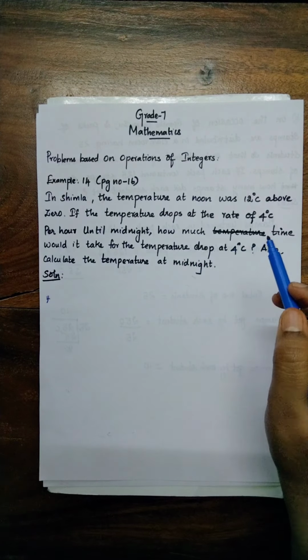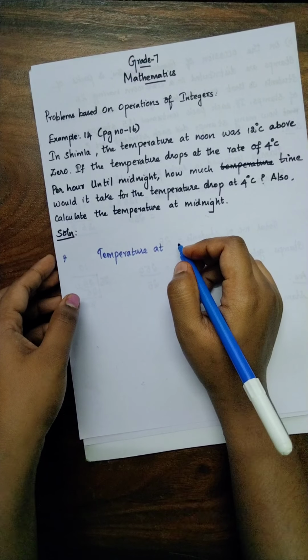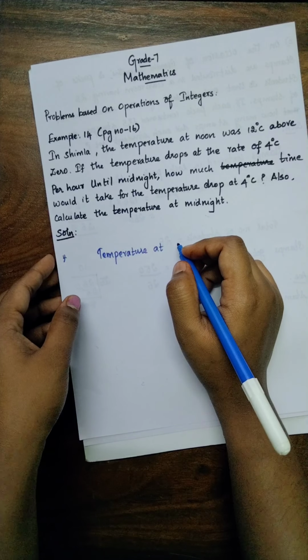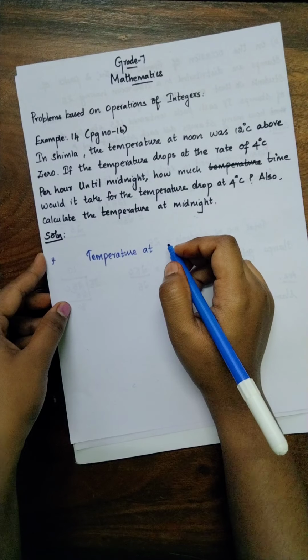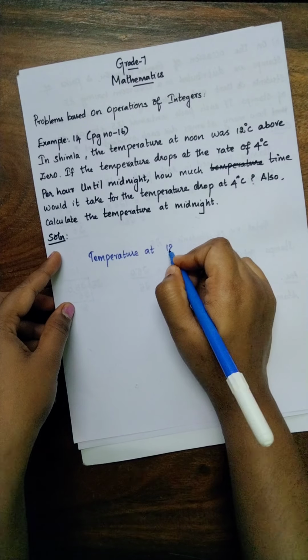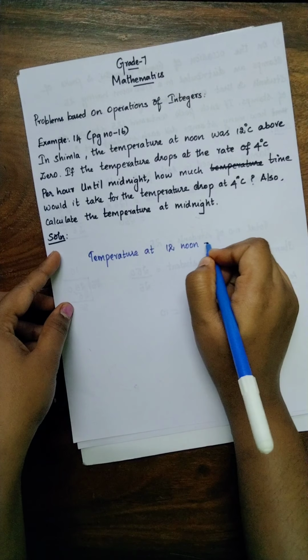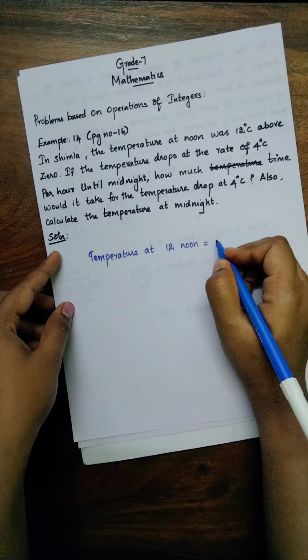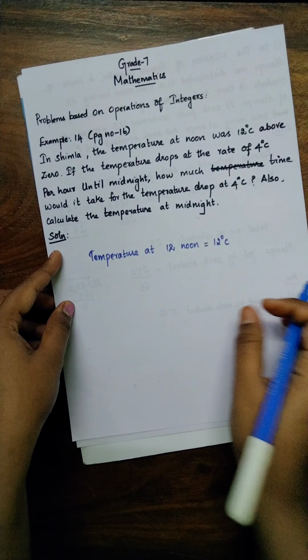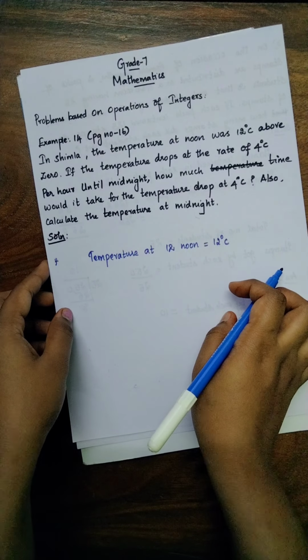First step is temperature at noon. In Shimla, the temperature at noon is 12 degrees Celsius. Noon means what is the time? How will you define noon? It is 12 p.m., right? Temperature at 12 noon is equal to how many degrees Celsius? It is 12 degrees Celsius. So the temperature at noon is equal to 12 degrees Celsius.